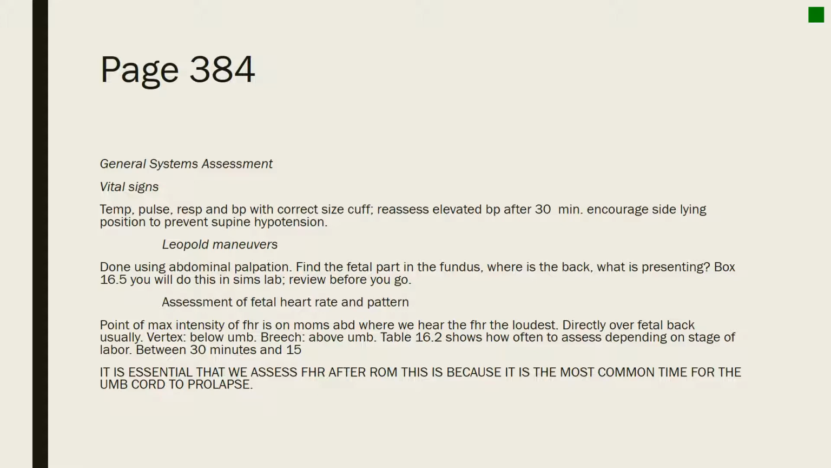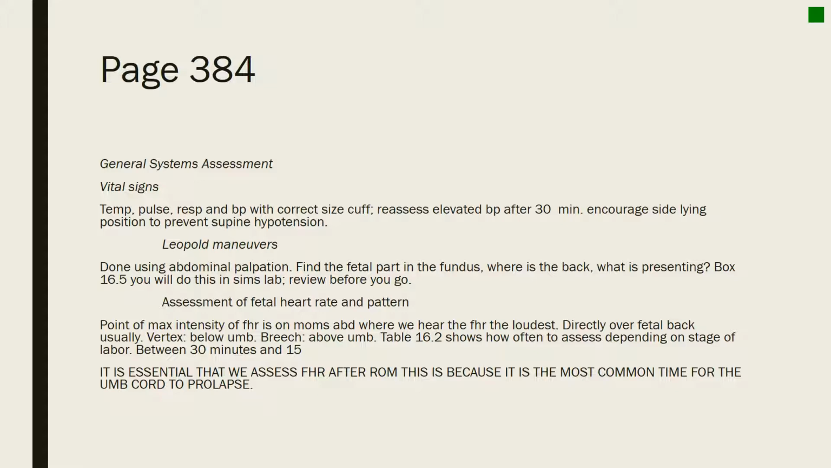General systems assessment: heart, lung, skin. Just know that we have to assess laboring moms just like we do any patient. You have to do a complete head-to-toe assessment. Vital signs, same thing. We're going to reassess anything that's elevated after 30 minutes. We obviously want mom to lie on her side as much as possible to prevent supine hypotension.